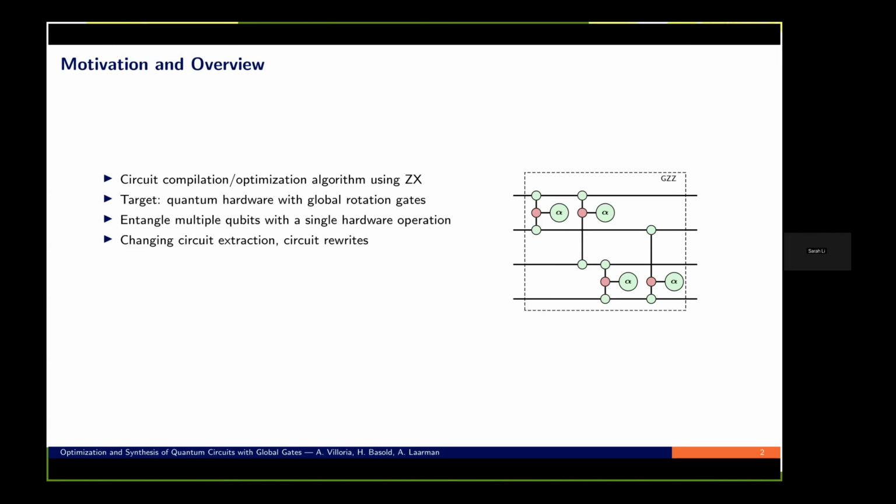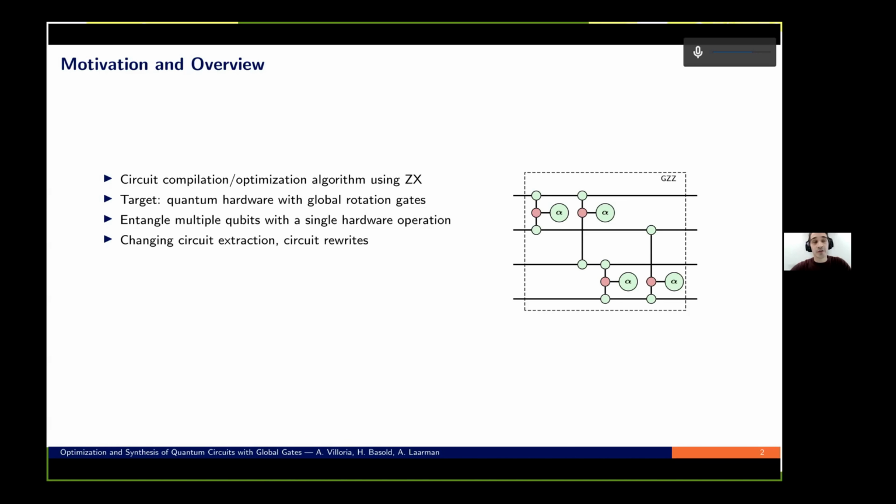Yes, I have a question. When you talk about global gate, are you talking about gate that acts on non-adjacent qubit wires? Yes, it doesn't have to be adjacent. For example, here we can see that the second phase gadget acts on the first and the third qubit. Got it, thanks. Indeed.